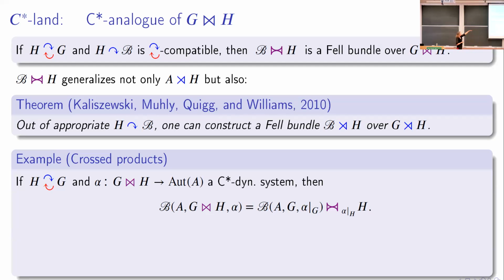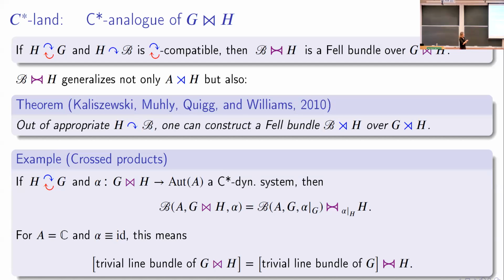And if this doesn't mean anything to you, then maybe the next example will. If you say you have actually no dynamical system, you really just start with the complex numbers, your only input is your Zappa-Szép product groupoid, then this means that if you take the trivial line bundle of the Zappa-Szép product, it's the same as taking the trivial line bundle of one of them and then taking our fancy C-star algebraic Zappa-Szép product with the other. Right? So our construction is not a little stupid. Right? It plays nicely with simple examples.